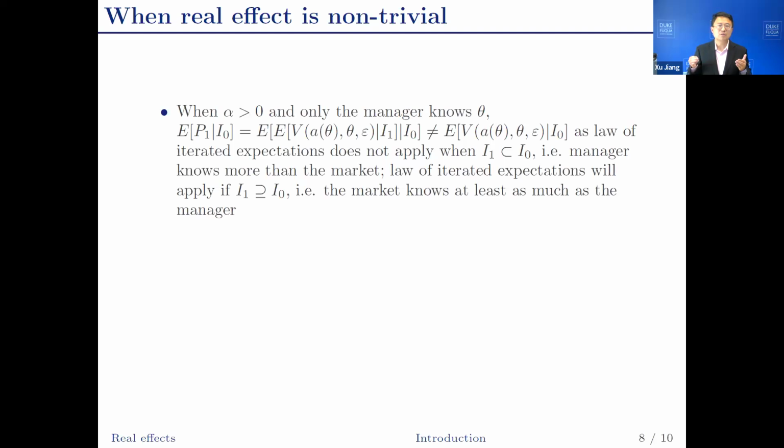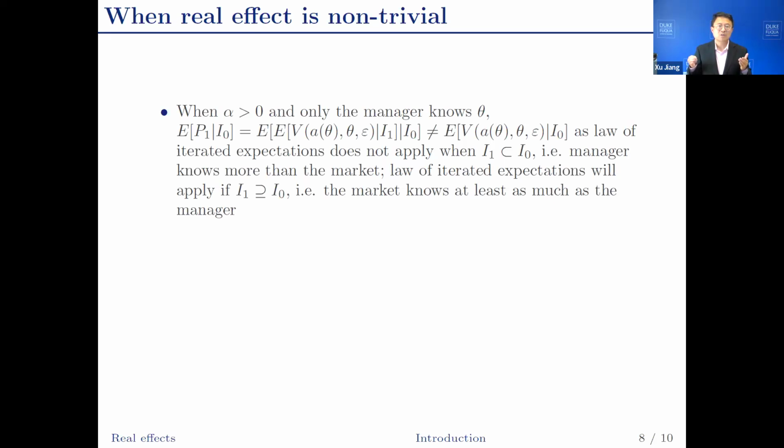Now when is the real effect going to be non-trivial? When alpha is bigger than 0, which means the manager puts some weight on the short-term price, and only the manager knows about theta, then the expectation of P1 conditional on I0 would be the expectation of V conditional on I1, and then conditional on I0. This, in general, is not the same as the expectation of V conditional on I0, because the law of iterated expectations would not apply when I1 is a subset of I0, which means the manager knows more than the market. The law of iterated expectations that you usually know would apply if I1 contains I0, which means the market knows at least as much as the manager.